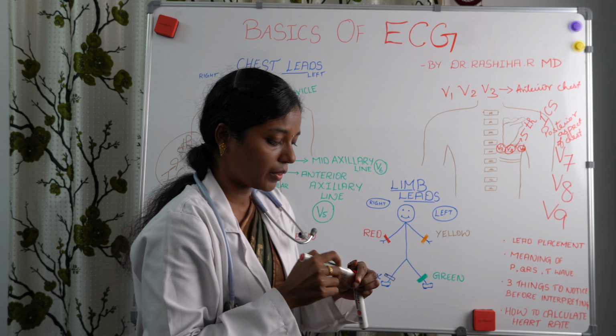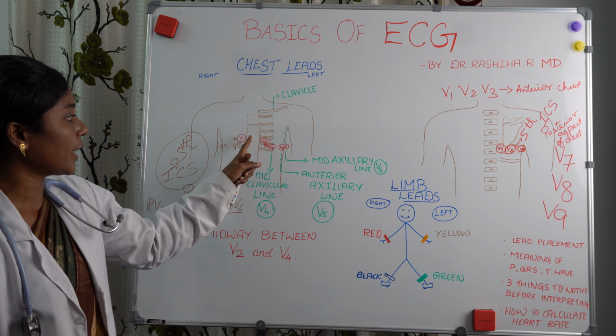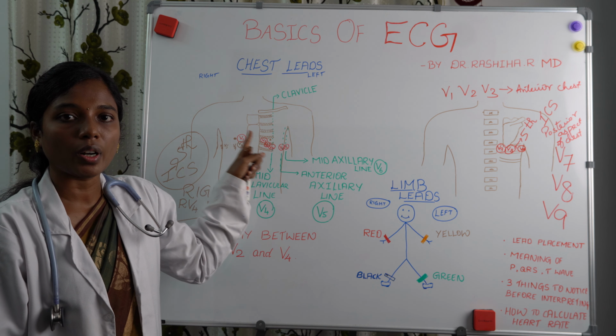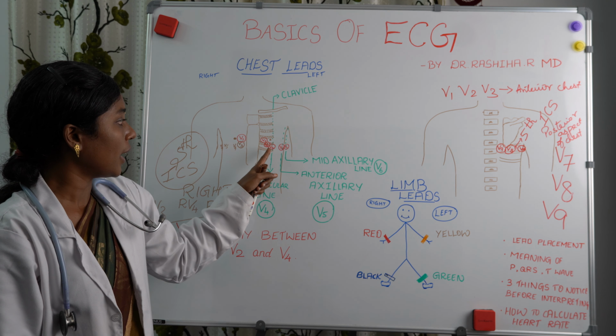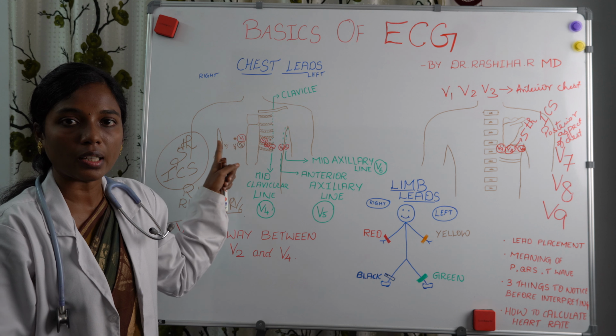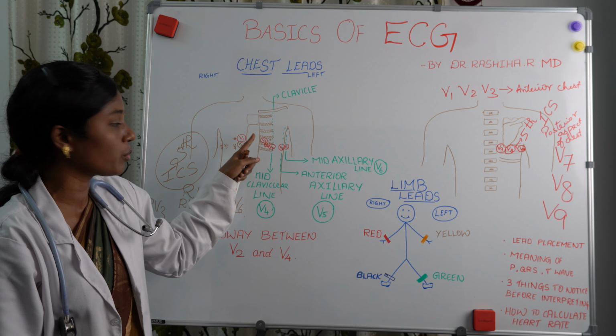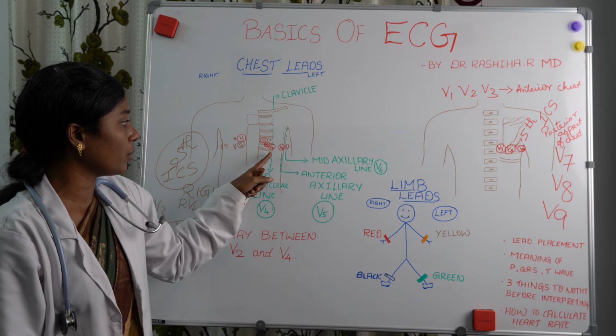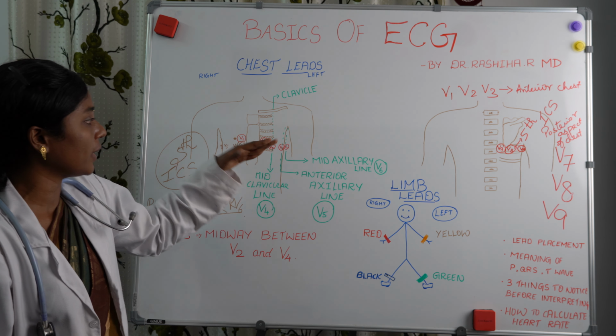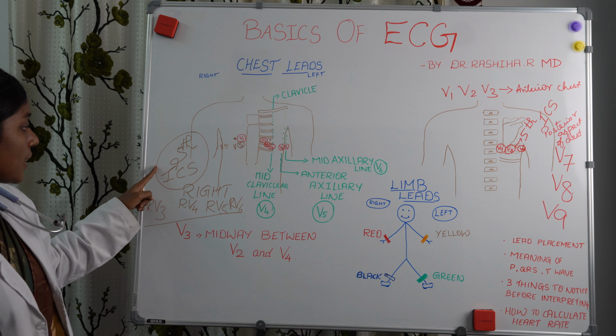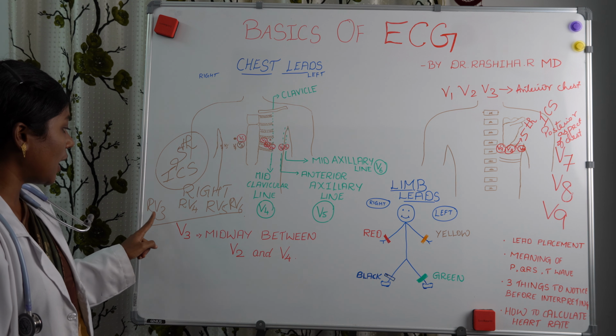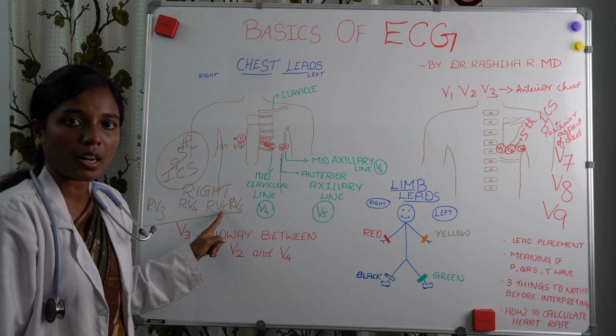So now we are clear with three things. For left sided, we are going to place the leads V1 and V2 in the fourth intercostal space, and V4, V5, V6 in the fifth intercostal space, and V3 is placed midway between V2 and V4. We are going to place them just the same on the right side for the right sided ECG, which we label as RV3, RV4, RV5 and RV6.